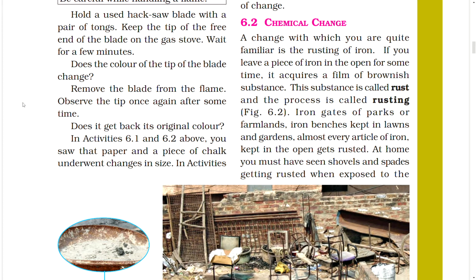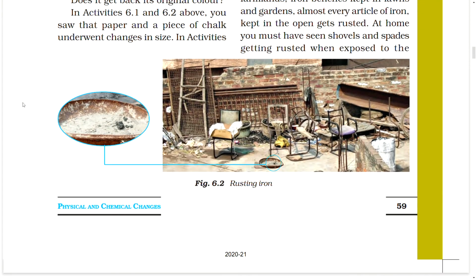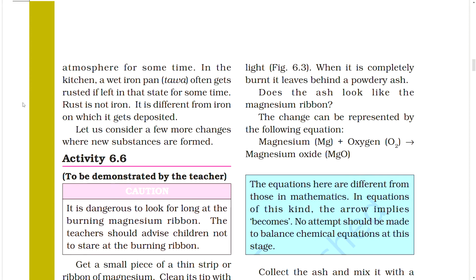Iron gates of parks or farmlands, iron benches kept in lawns and gardens. Almost every article of iron kept in the open gets rusted. At home, you must have seen shovels and spades getting rusted when exposed to the atmosphere for some time. Figure: rusting iron. In the kitchen, a wet iron pan or tawa often gets rusted if left in that state for some time. Rust is not iron. It is different from iron on which it gets deposited.